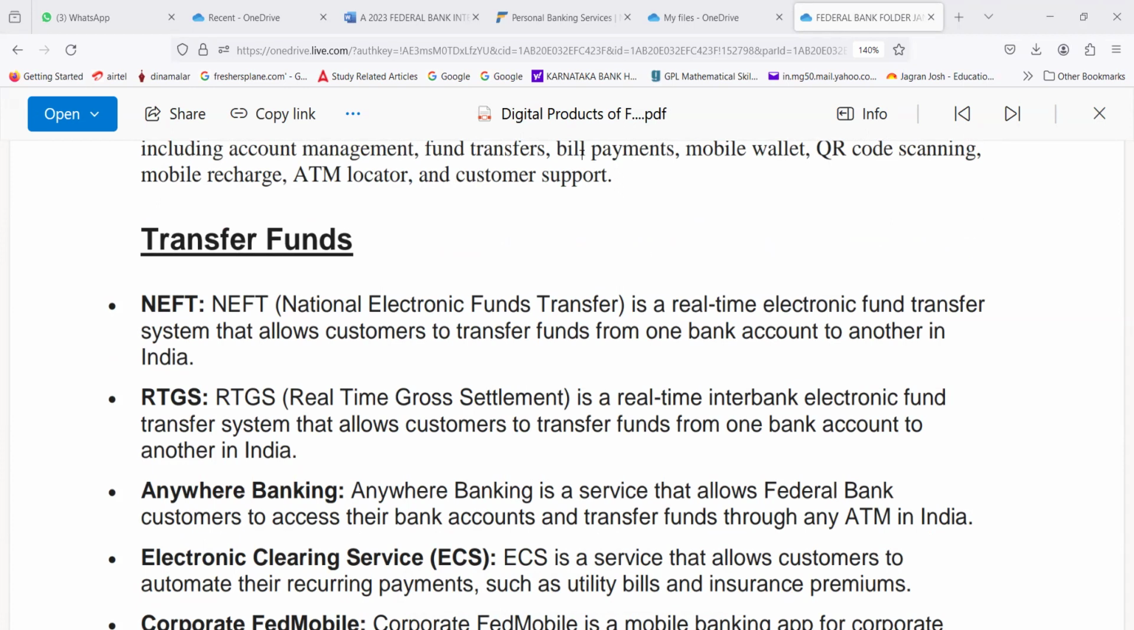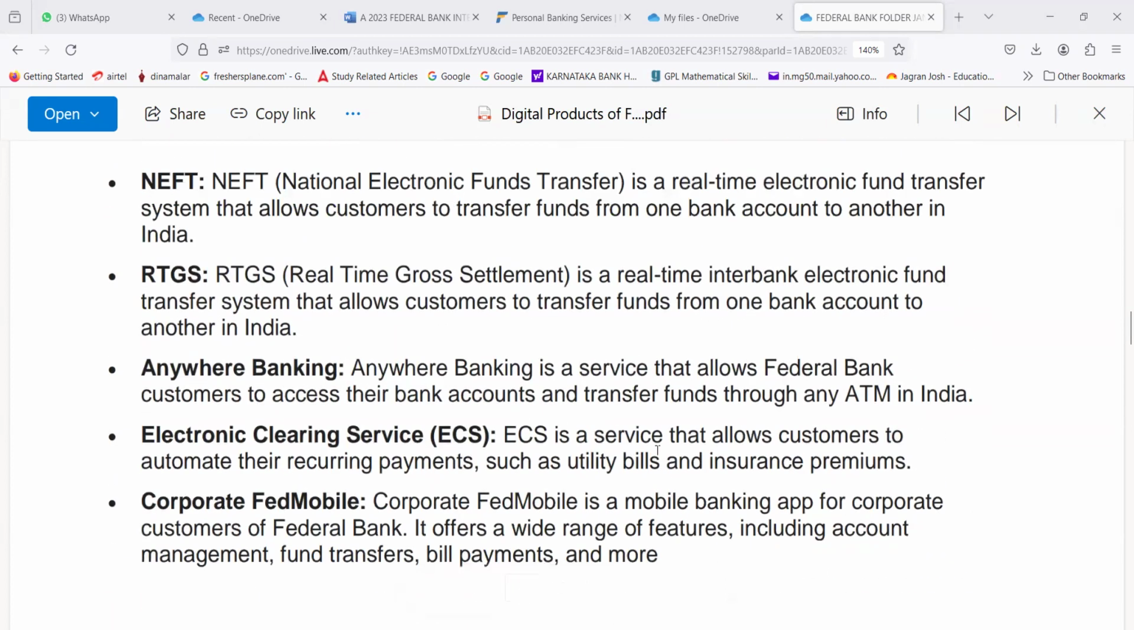NEFT. NEFT, National Electronic Funds Transfer, is a real-time electronic fund transfer system that allows customers to transfer funds from one bank account to another in India. RTGS. RTGS, real-time gross settlement, is a real-time interbank electronic fund transfer system that allows customers to transfer funds from one bank account to another in India. Anywhere banking. Anywhere banking is a service that allows Federal Bank customers to access their bank accounts and transfer funds to any ATM in India.